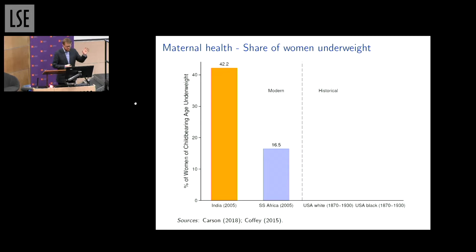There's this big gap in between India and Africa here. But we can extend this to historical periods as well. And unfortunately, I couldn't do this with the data that Sarah has put together. But I can show you what was going on in the US at the turn of the 20th century. And what you can see is that white women have an underweight rate of about 7.5%, and black women have an underweight rate of 4.5%.